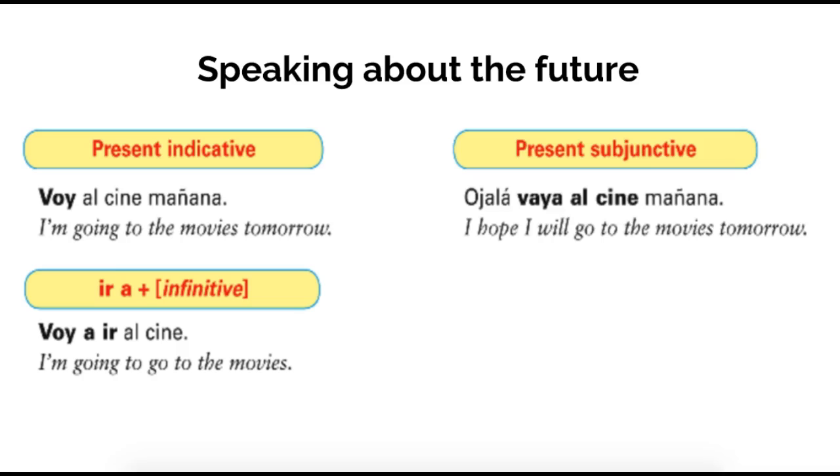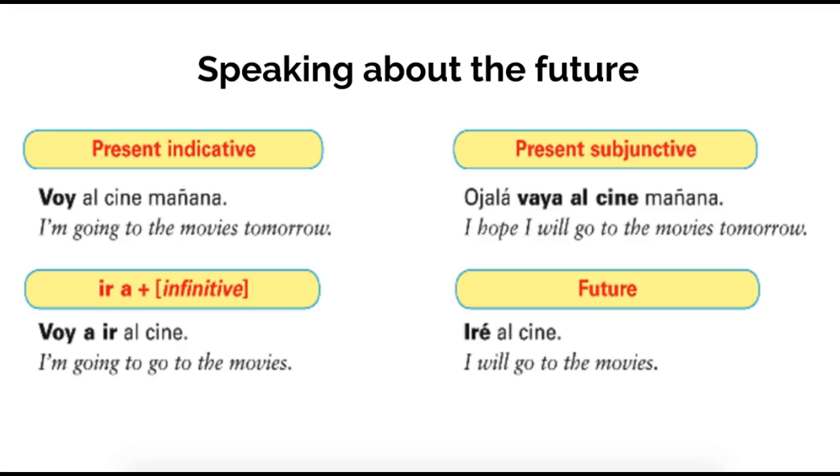We also learned a little bit about the present subjunctive and how sometimes that form can be speaking about things that are going to happen in the future, as in the example here, ojalá vaya al cine mañana. I hope that I will go to the movies tomorrow. And then, of course, there's the actual future tense, which we'll be focusing on in today's lesson. The example here, iré al cine. I will go to the movies.